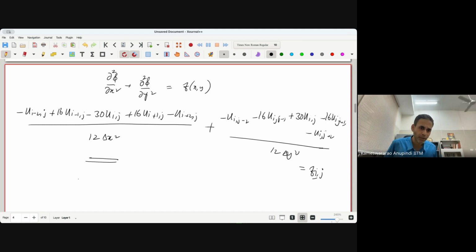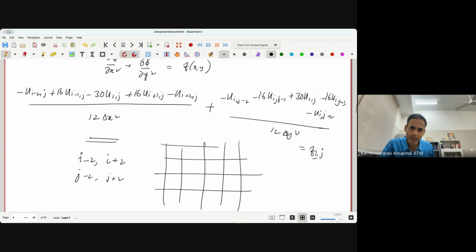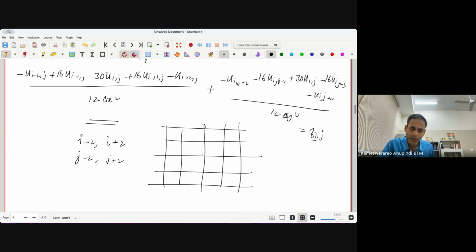Okay, so what you see is that using a 4th order stencil has now increased the size of the stencil. You're going from I minus 2 to I plus 2, and j minus 2 to j plus 2. That means you're essentially going not only to the neighbors, you're also going to the next neighbors. So here you're looking at I minus 2, I plus 1, I plus 2, I minus 1, I minus 2, j plus 1, j plus 2, j minus 1, j minus 2. You have increased your stencil to get a fourth order scheme.